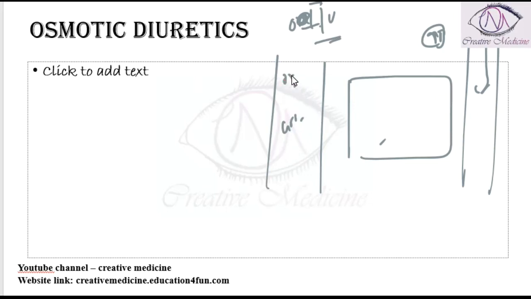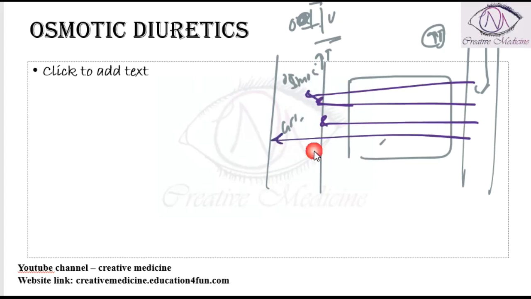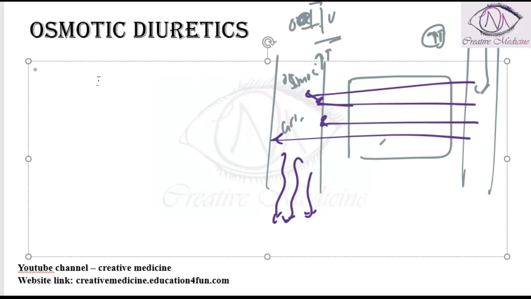In the urine, the osmolarity in the renal tubules increases because of these osmotic diuretics. Whenever the osmolarity of the urine increases, water always flows from the low osmolar region to the high osmolar region. So water will get secreted from the blood into the urine, and as a result the excess water is excreted along with the osmotic agents. So this is how osmotic diuresis works.